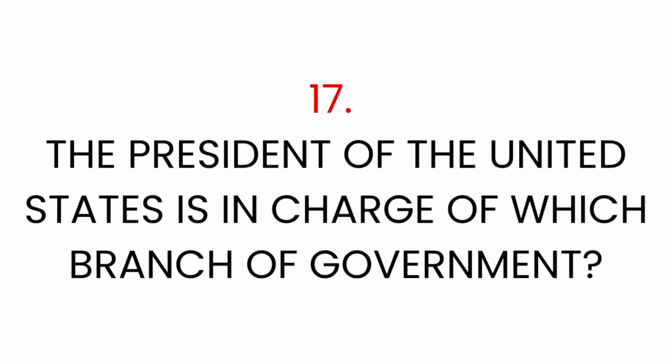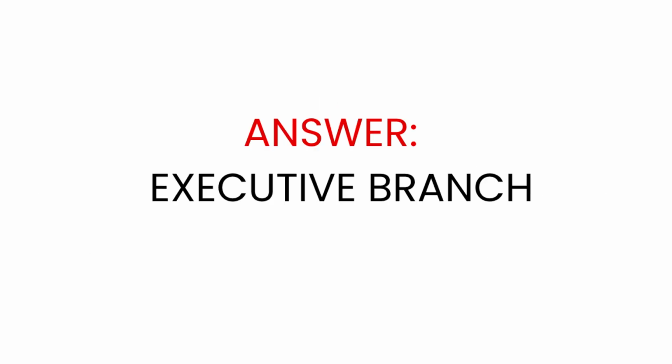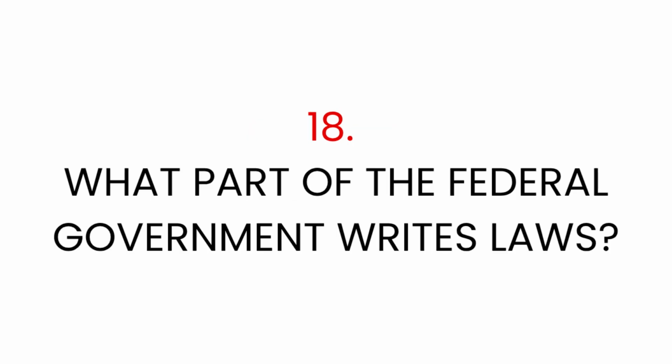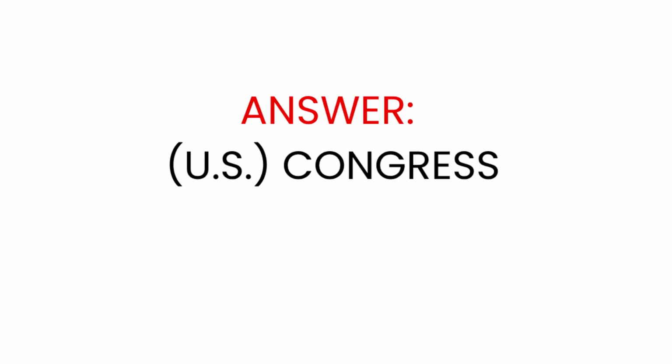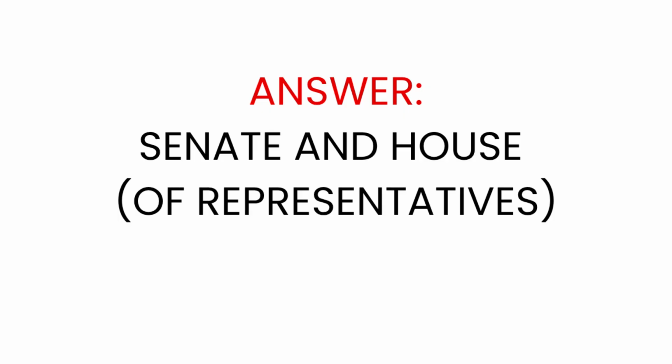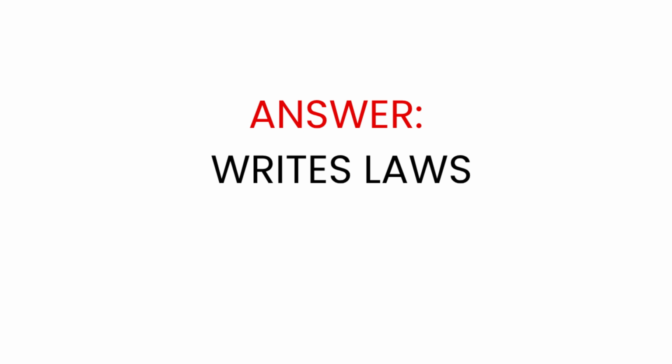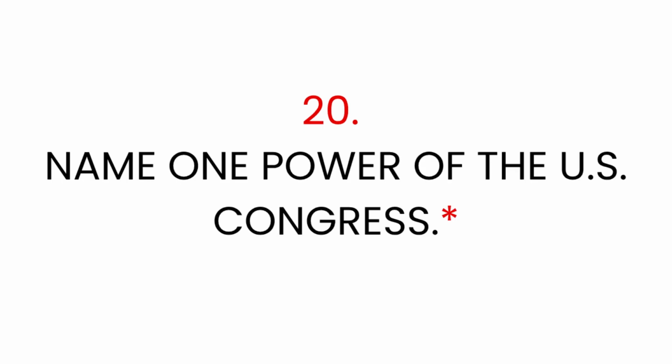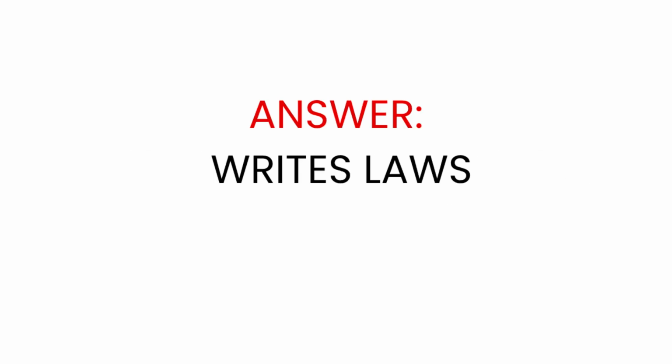The President of the United States is in charge of which branch of government? Executive branch. What part of the federal government writes laws? U.S. Congress. What are the 2 parts of the U.S. Congress? Senate and House of Representatives. Name one power of the U.S. Congress. Writes laws.